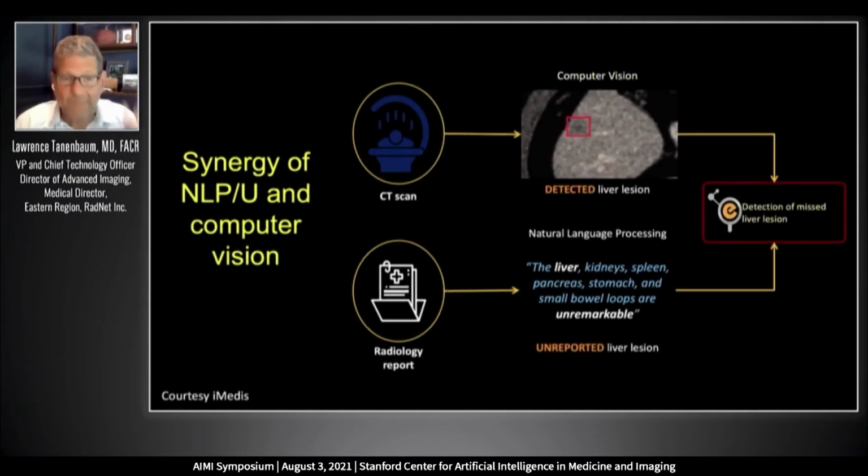A typical example, the intelligence might see the liver lesion in the image, and if it's not in the report, as in this example, it can say, hey, you know what, there's a liver lesion you didn't mention in your report.